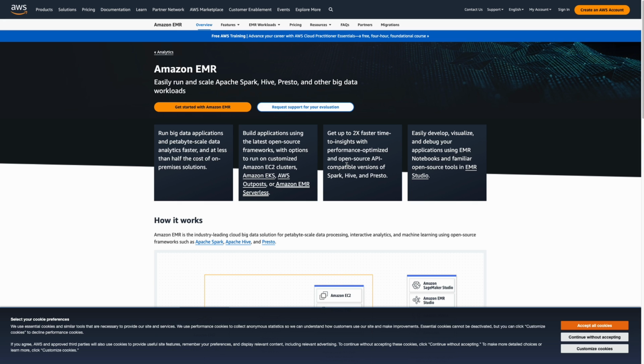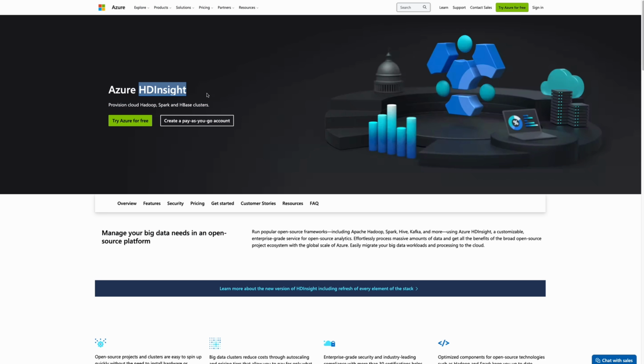And cloud providers like AWS, Azure, and Google offer managed data processing solutions. For example, AWS offers EMR, which also uses Apache Spark under the hood. Azure offers HDInsight, which is a managed Hadoop, Spark, and other big data tools service. And I'm sure Google has its own managed data processing solution.